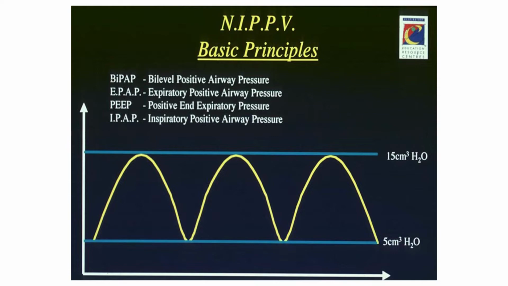So looking at the graph, the 15 centimetres of water is your IPAP, your inspiratory positive airway pressure, and your 5 centimetres of water is your EPAP, which is your expiratory positive airway pressure. And the machine brings the person from the lower pressure to the higher pressure and then drops them back to the lower pressure again, and the patient breathes in between these two pressures. The difference between the two pressures is known as the pressure support.